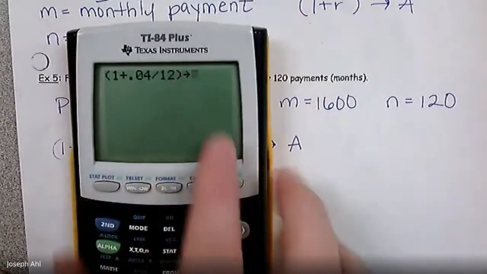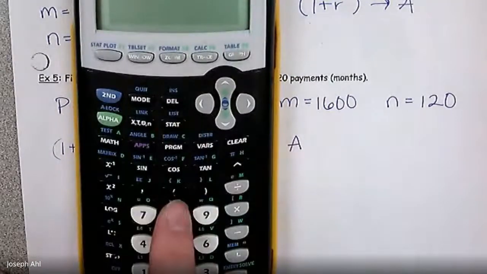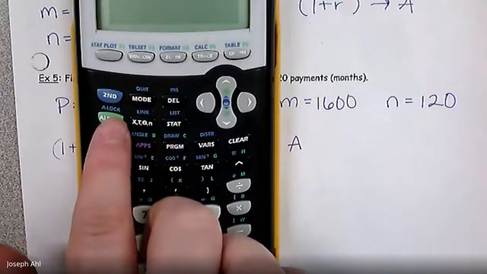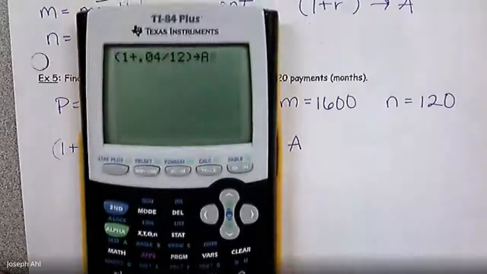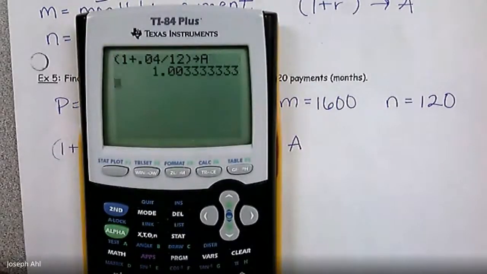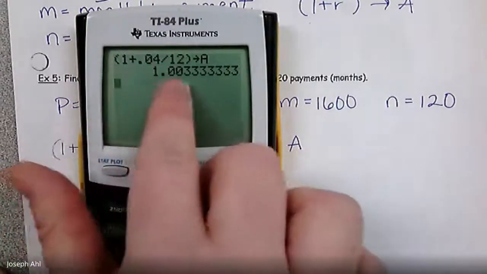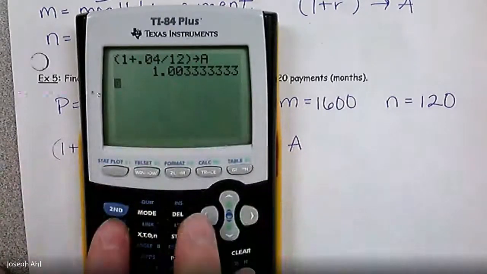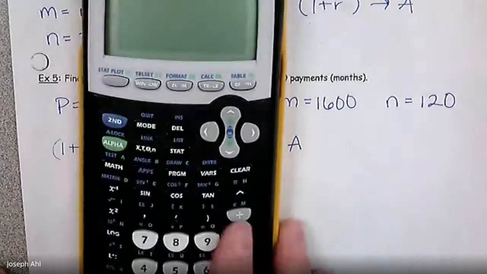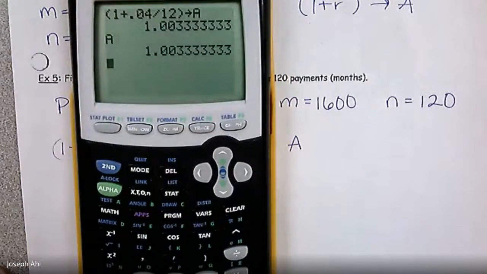And what do I want to store this as? Well, you can store it as whatever letter you want. To get the letters, we know we're going to use that alpha key. So I'm going to do alpha A, which is that math button. So if I store this value as A, it took this as a decimal, 1.003 repeating, which is what that is, and it stored it as A. And now every time I type A on the home screen and hit enter, it knows it's that number.